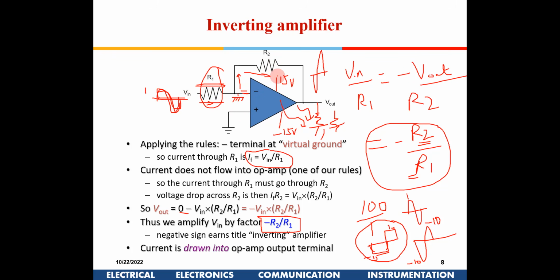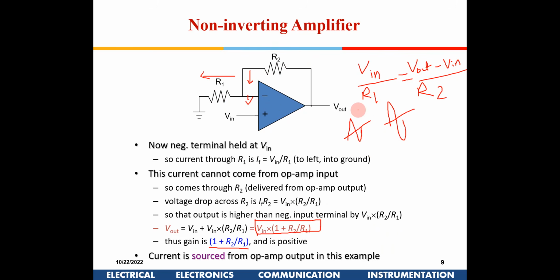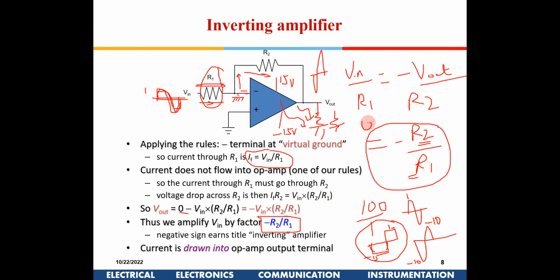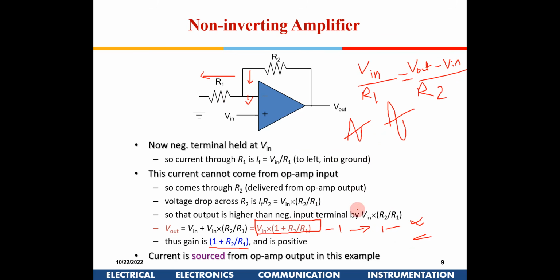But you cannot have a voltage gain less than 1 in a non-inverting amplifier, because it is 1 plus R2 by R1. So the minimum gain is 1, or you can have gains more. From 1 to infinity, you can have any gain. Here, in the inverting configuration, you can have anything from 0 to minus infinity. Here it is 1 to infinity. So this is known as a non-inverting amplifier.